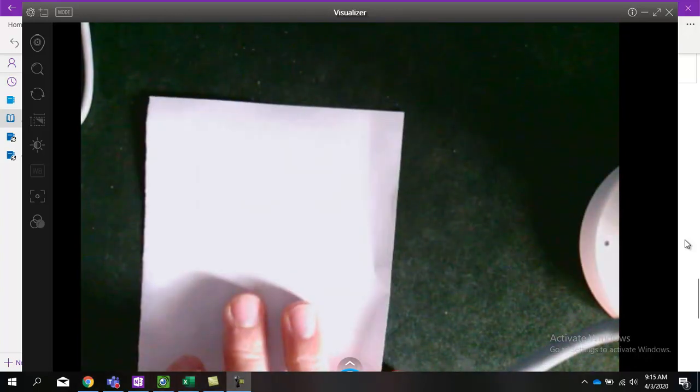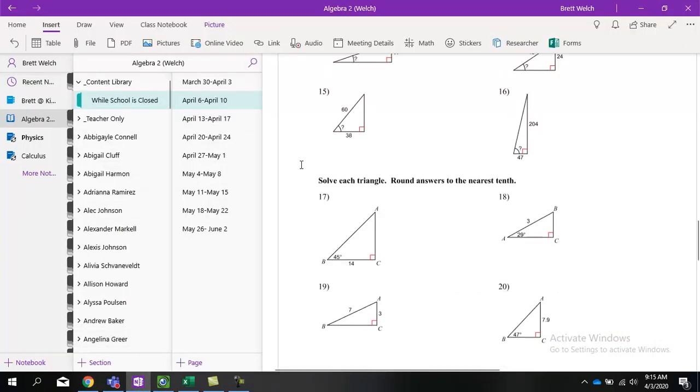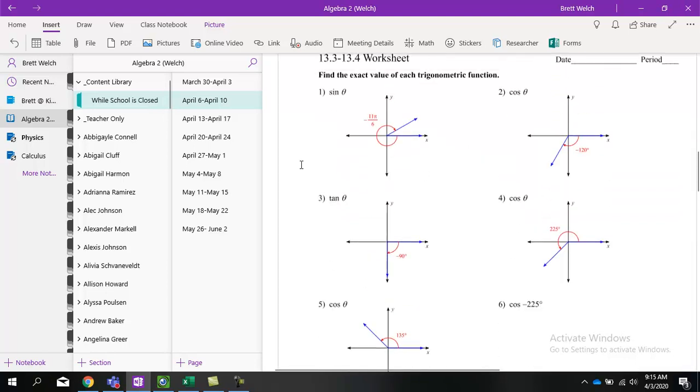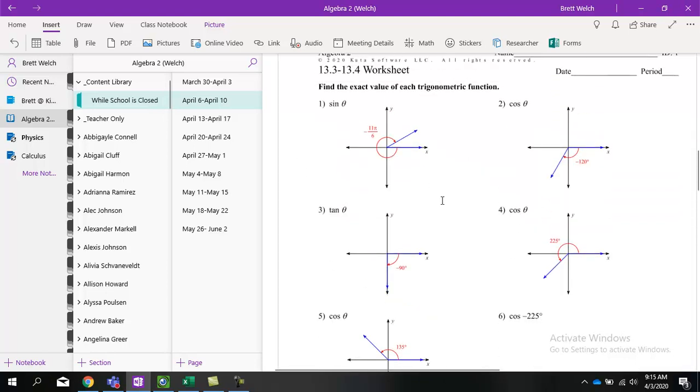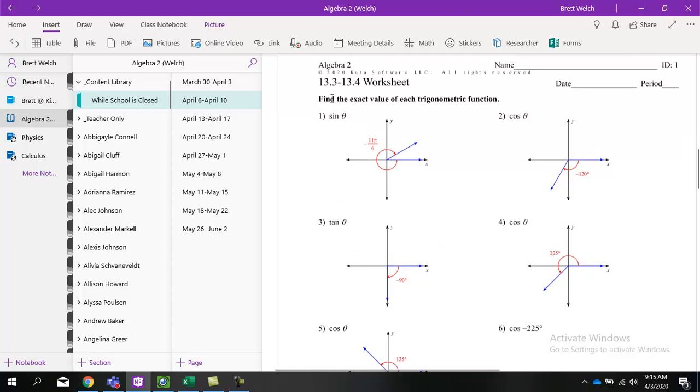So these are the notes for the first part of your assignment for April 6th through April 10th. What we first need to do is understand a little bit about rotation of angles and finding them on the unit circle. The beginning of this says find the exact value of each trigonometric function. What that's going to mean is that we have to find the location of this arrow on the unit circle.